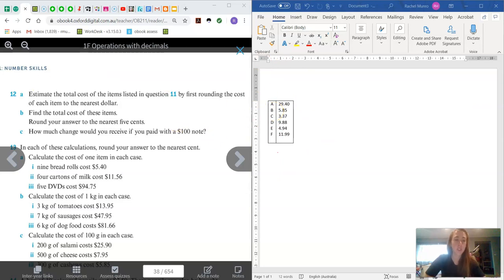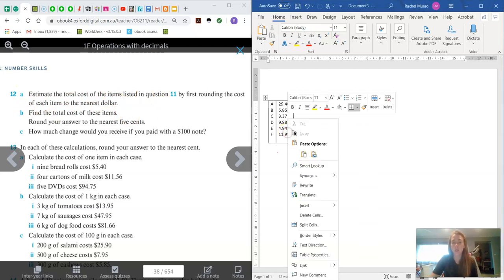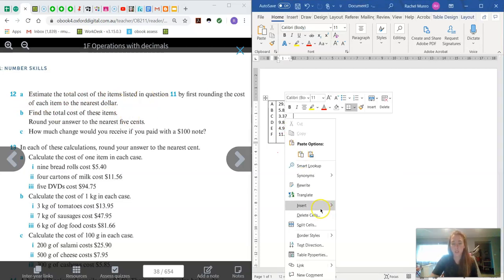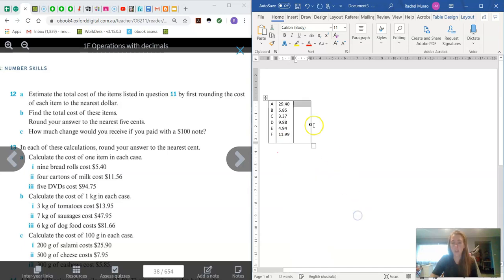Now, what question 12 wants us to do is estimate the total cost of the items. So it wants us to find how much it's going to be if we purchase all of these items, but it wants us to round the cost of each item to the nearest dollar. So we're working on estimation here, and it's telling us to round to the nearest dollar. Okay, so I'm going to insert another column to the right.